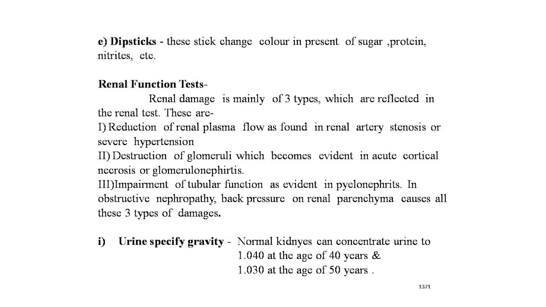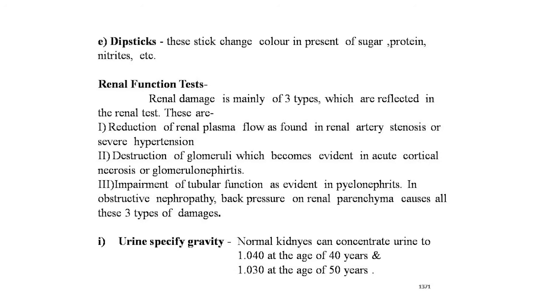It must be remembered that about 75% of kidney function should be lost for the following tests to become positive. So renal damage must be considerable before changes occur in blood constituents. Renal damage is mainly of three types, which are reflected in renal tests. First, reduction of the renal plasma flow, as found in renal artery stenosis or severe hypertension. Second is the destruction of the glomeruli, which becomes evident in acute cortical necrosis and glomerulonephritis. And third is the impairment of tubular functions, as evident in pyelonephritis. In obstructive nephropathy, back pressure on the renal parenchyma causes all three types of damage.